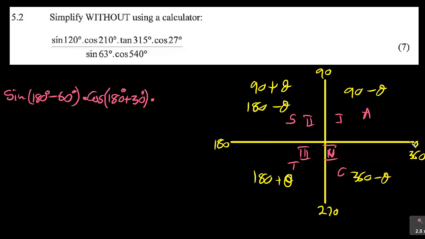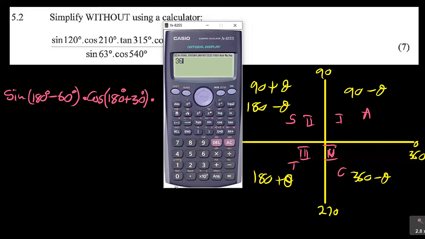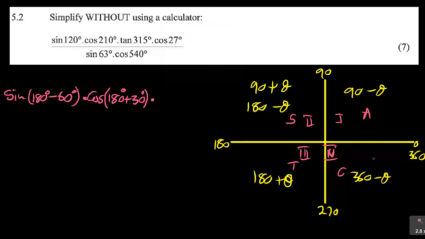315 is after 270 but before 360, so it's in this quadrant. The question is, what must I subtract from 360 to get 315? So 360 minus 315 is 45, so I must subtract 45. That's the reduction rule, so this is cos 360 minus 45, and after that, the next thing I have is cos 27.